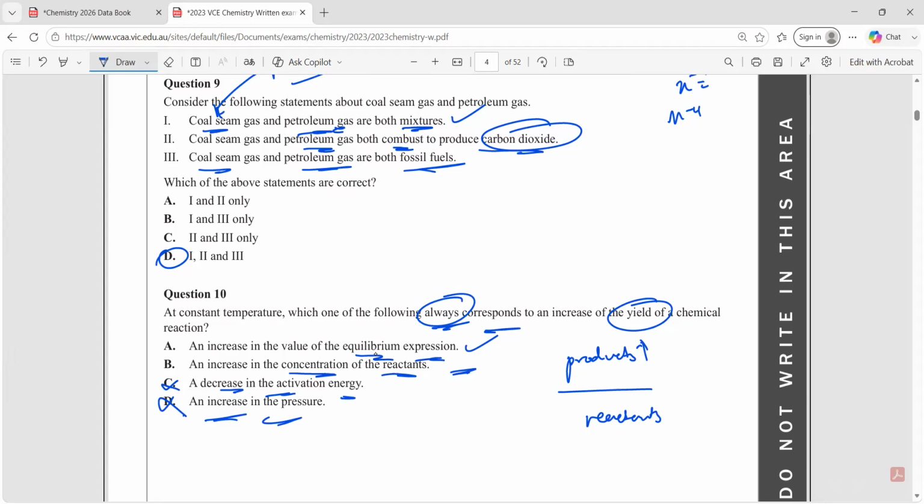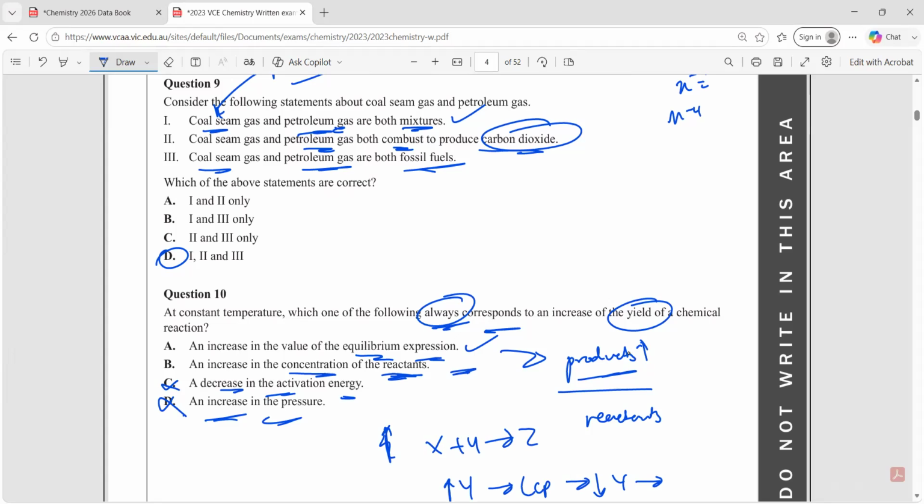And the equilibrium expression is literally an expression of what the proportion of products to the reactants is. And if there's an increase in that, then it would almost certainly indicate that there's more products relative to the reactants. Now, the reason why I'm not happy with the increase in the concentration of the reactants is, even if we do increase the concentration of the reactants, say for example we have X plus Y equals Z, we increase Y, therefore LCP will say, let's decrease Y, and it would favor the forward reaction.